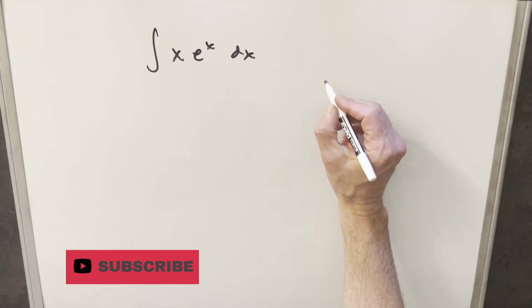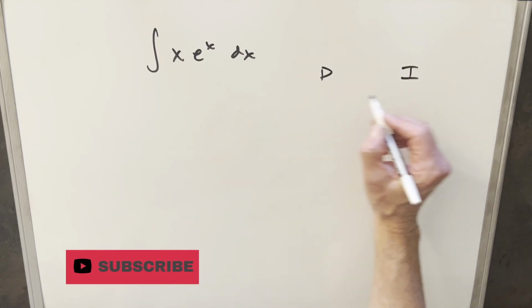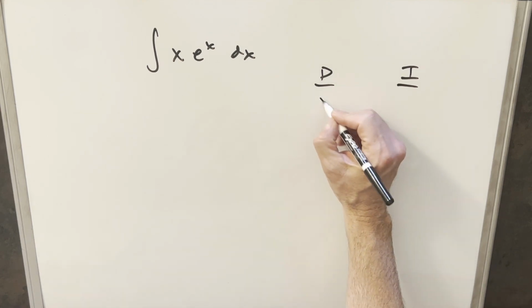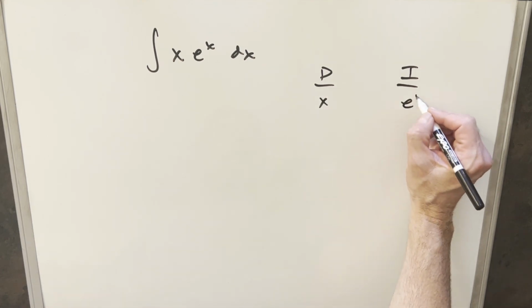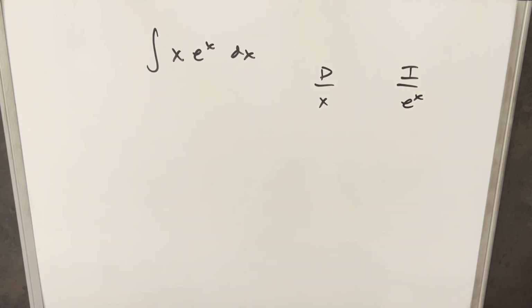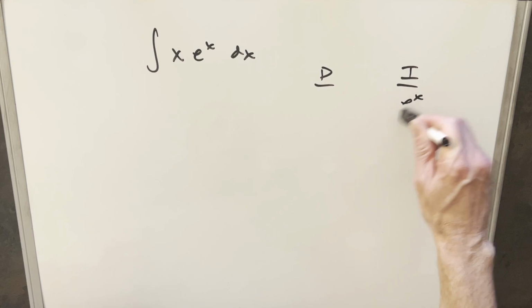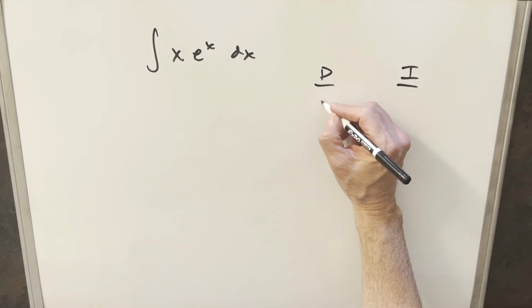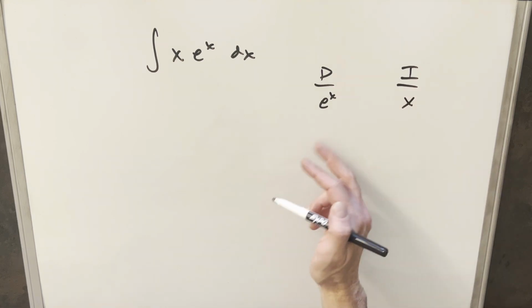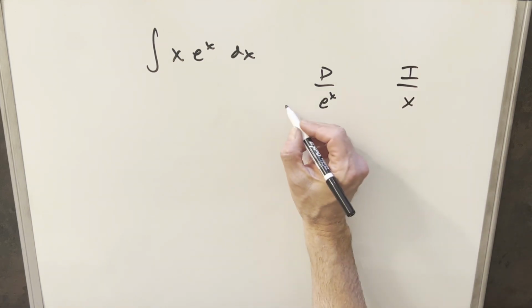So for integration by parts, I want to set up my DI table, tabular integration. And typically what we prefer to do is differentiate x and integrate e to the x, because when we differentiate x, we're going to get 1 and then 0. So what I want to do instead is make this harder on ourselves and just switch these. We'll differentiate e to the x and we'll integrate x. Of course, both these things are easy to differentiate or integrate.